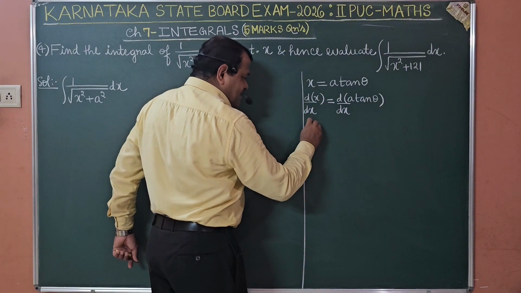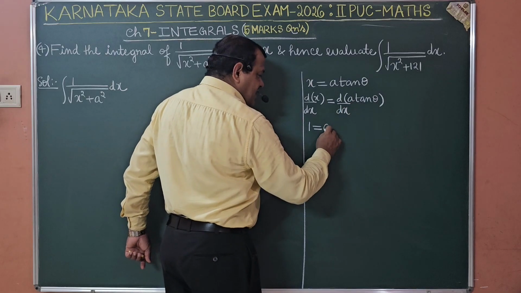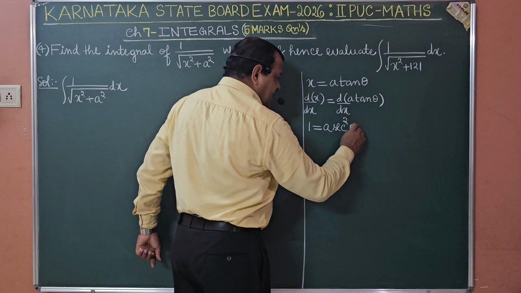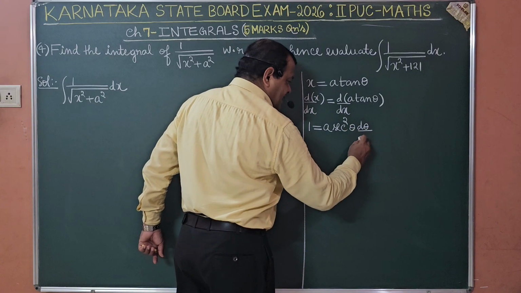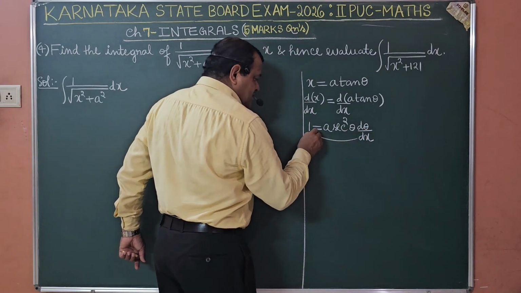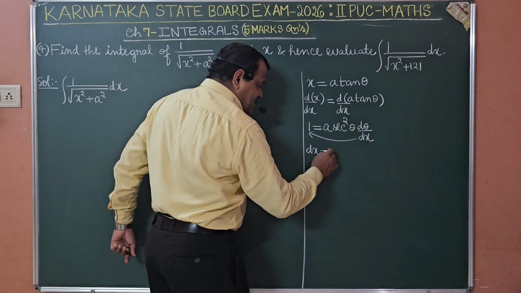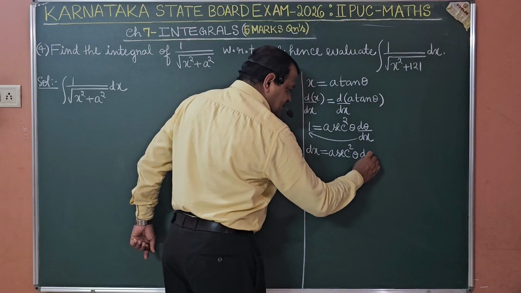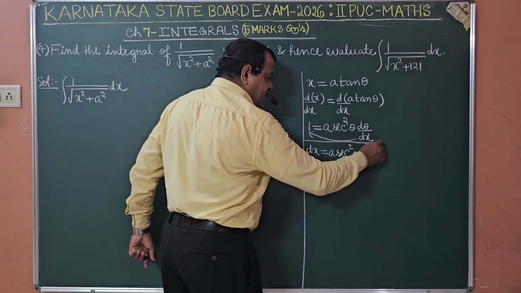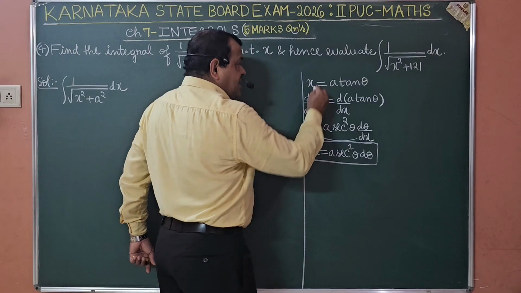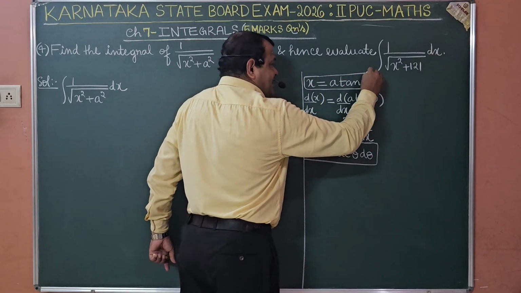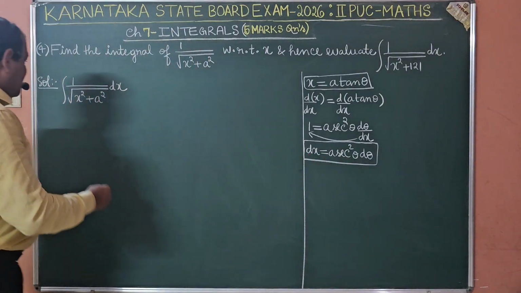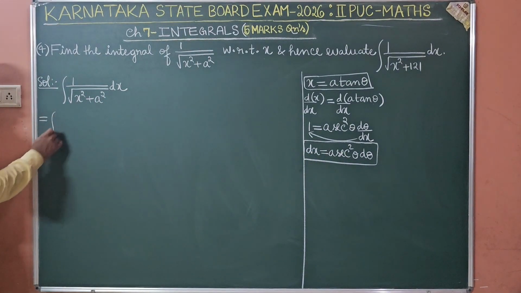D by dx of x is 1. This a is a constant. D by dx of tan theta is secant square theta into d theta by dx. Therefore, cross multiplying, 1 into dx is equal to a secant square theta d theta. These are the two changes. One change is x equal to a tan theta. Another change is dx equal to a secant square theta d theta. I will come back to the left hand side.